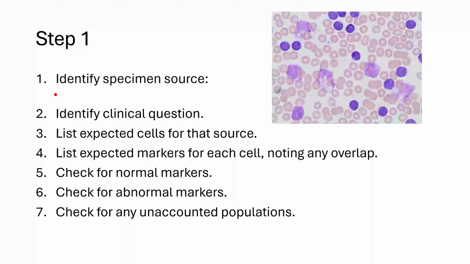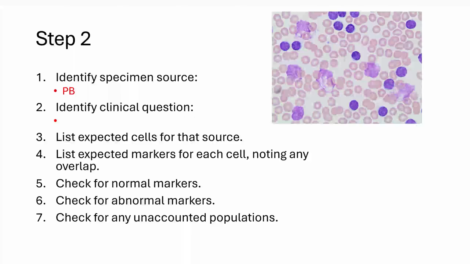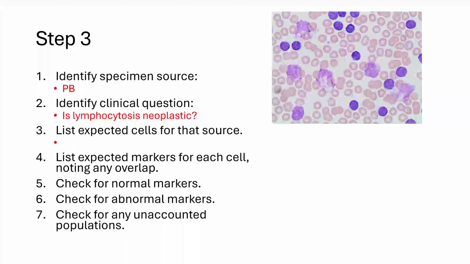Step 1, identify the specimen source. This is peripheral blood. Step 2, identify the clinical question. The question is: is this lymphocytosis neoplastic? Step 3, we'll list the expected cells for that source. What cells do we expect to see in the peripheral blood, and what cells do we see within the picture? In this picture, we see T cells, and we would expect to see B cells and T cells within the peripheral blood.